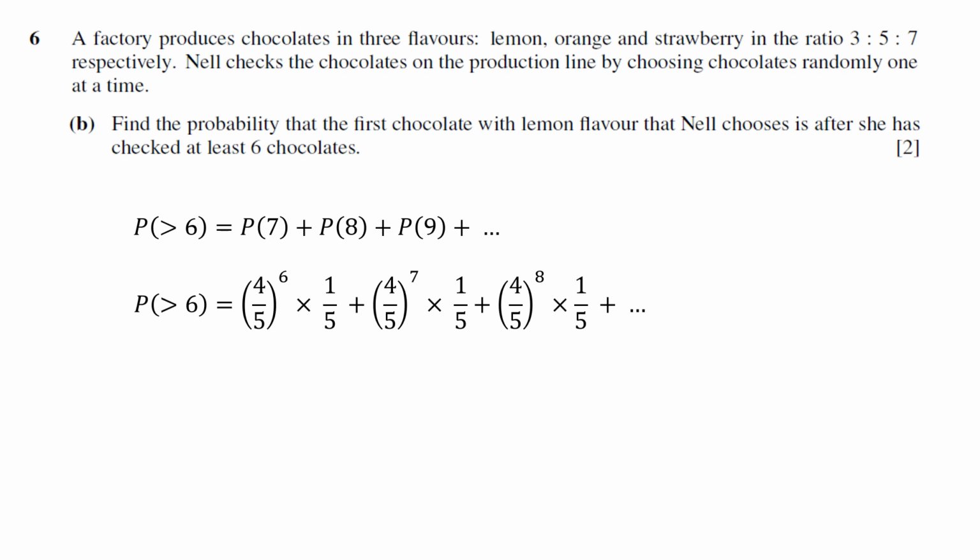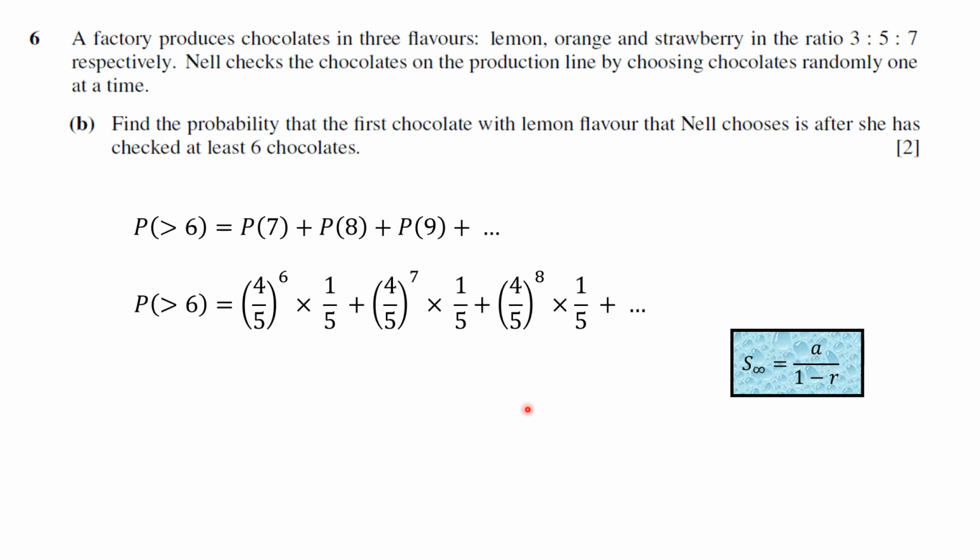So since the common ratio is 4 over 5, it means that this sum of the probabilities has a sum to infinity. So we know that the sum to infinity is equal to the first term divided by 1 subtract the common ratio. So in this case, our common ratio is going to be 4 over 5, and the first term is going to be the probability of 7 right here, which is 4 over 5 to the power 6 multiplied by 1 over 5.